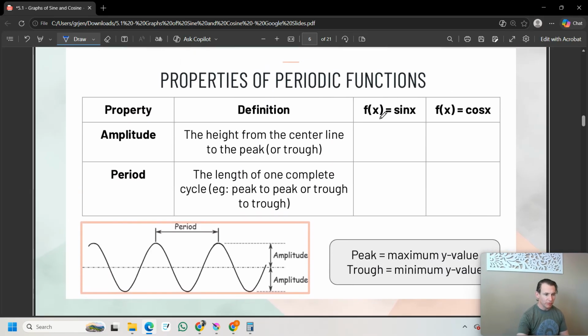Now, these periodic functions, when they're unmodified, they always have an amplitude of 1. Okay, amplitude is measured as the distance from the midline to the maximum, or the distance from the midline to the minimum. Okay, and it's 1 unless we have a modification. And then the period, in both cases, we've already talked about how that's 2 pi. We might be changing that in different situations.